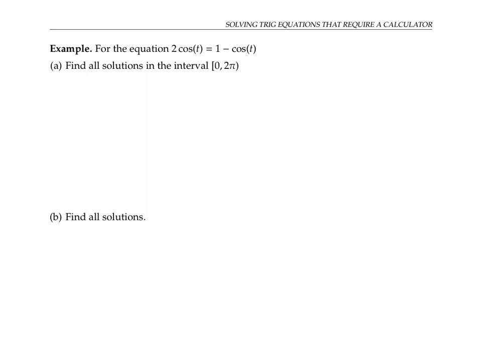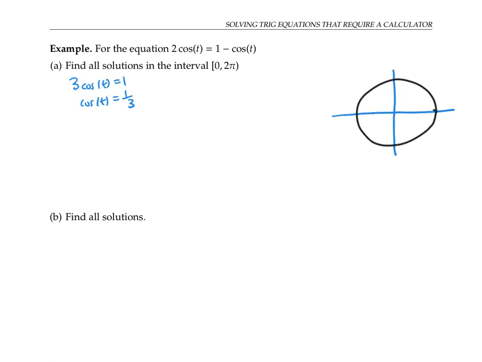As usual, I'll start by simplifying and isolating cosine. Adding cosine to both sides, I get 3 cosine t equals 1, and dividing by 3 gives cosine t equals 1/3. Now, 1/3 is not one of my special values on the unit circle, but I can locate it approximately.